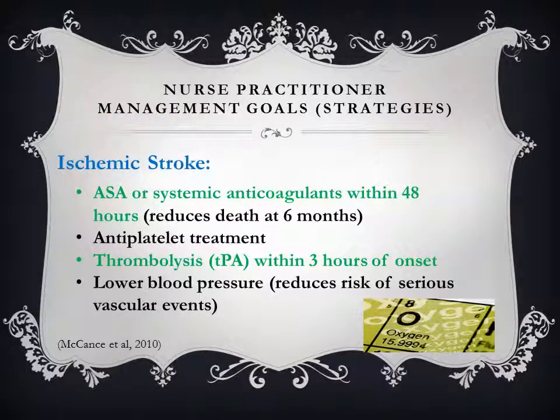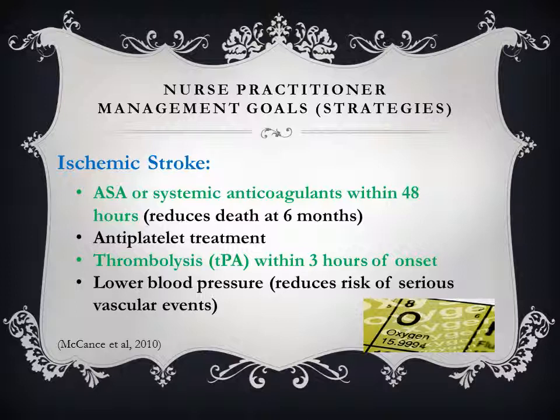Aspirin or systemic anticoagulants, unfractionated heparin, low molecular weight heparin, heparinoids, oral anticoagulants, or specific thrombin inhibitors when given within 48 hours of ischemic stroke has shown to be effective in reducing death at 6 months. Antiplatelet treatment also reduces the risk of recurrence. Anticoagulants have not proven to be effective in reducing the risk of recurrence unless the patient is in AFib. Otherwise, it increases the potential for intracranial and extracranial hemorrhage.